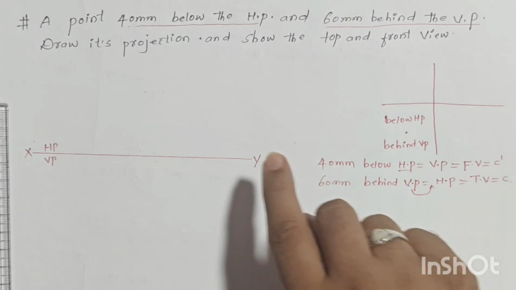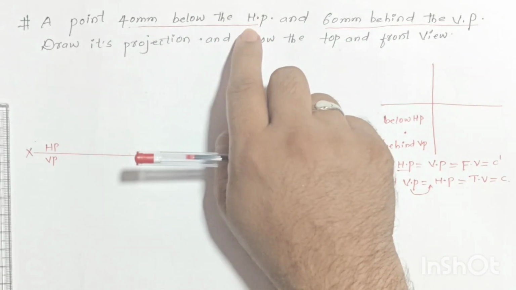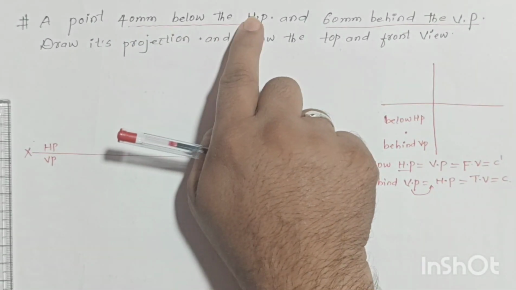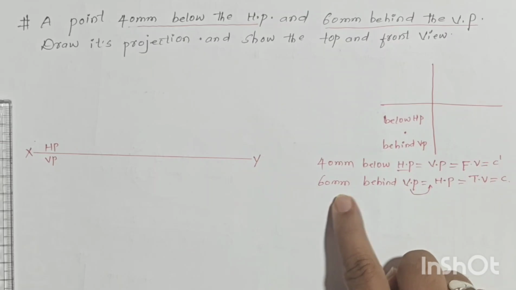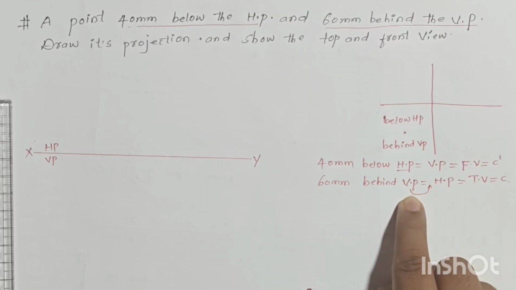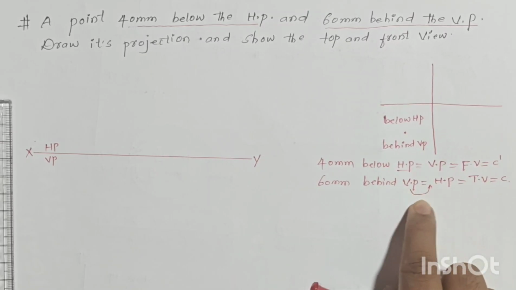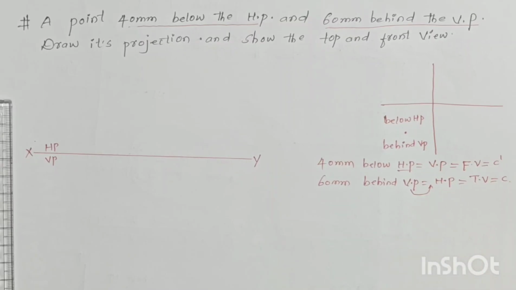Always remember, opposite sign we have to take over here. 40 mm below the HP means they're resting on vertical plane. Okay, 60 mm behind the VP means opposite is HP. They're resting on where here? On the horizontal plane.